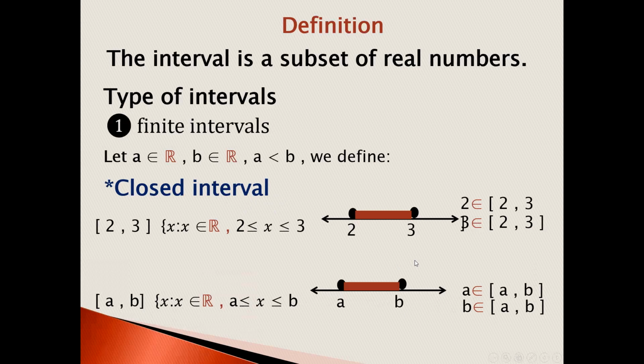First, closed interval means, if I have 2 and 3 closed interval, x such that x belongs to R, x more than or equal to 2 and less than or equal to 3. Or equal means that it is a closed interval. So it means that 2 is included, 3 is included, and the numbers between 2 and 3 are included.